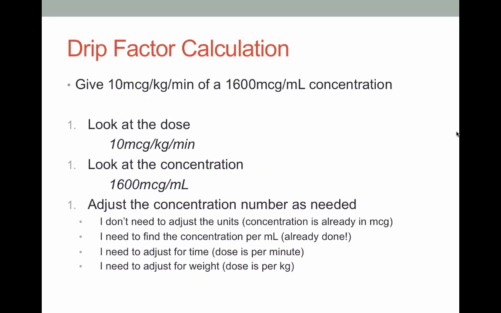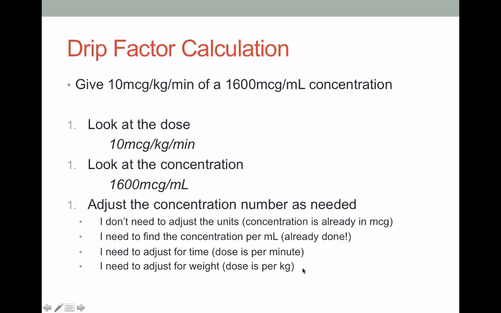Again, going back to our dopamine example and using the drip factor calculation, we can do the exact same thing, except we need to adjust for one more thing. So I'm still adjusting the units, but we don't need to do that because my units are already in micrograms, so we are good. I need to find the concentration per ml, but that tells me right on the bag, and I already know I have a 1600 concentration, so we already have that 1600 mics per ml.